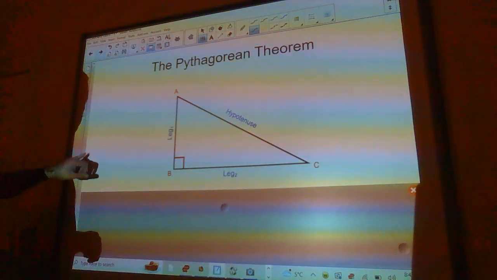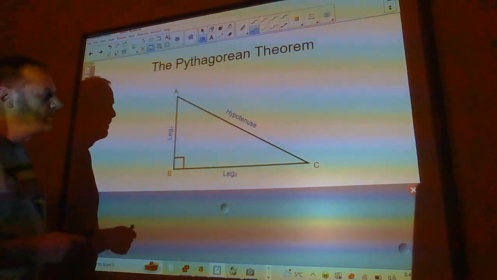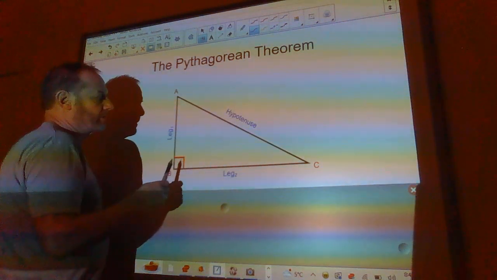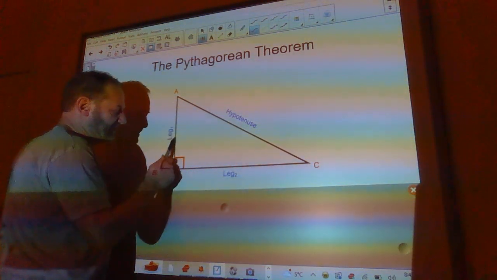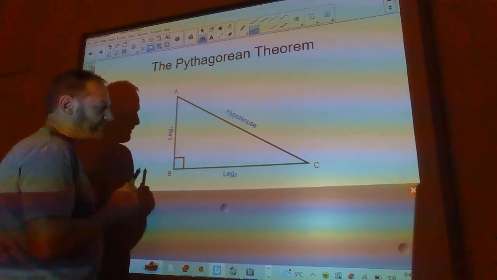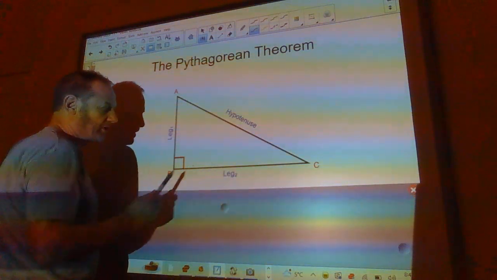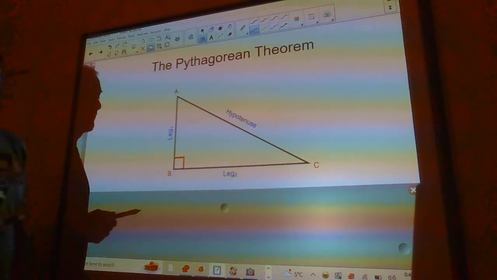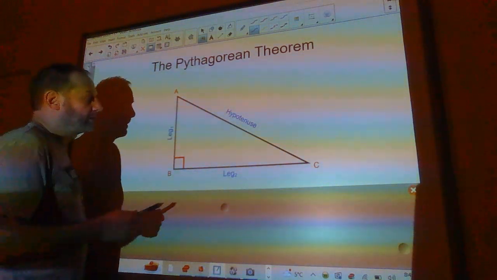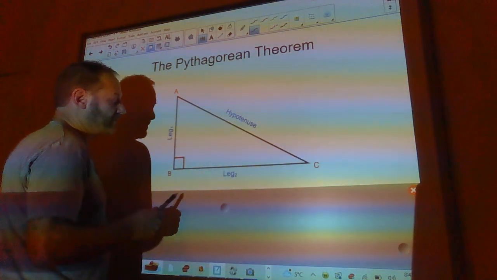So, if I have a right triangle, it's got 3 sides, of course. The 2 sides that meet at the 90-degree angle are called legs. This we'll call leg 1, this we'll call leg 2. It doesn't matter which one's leg 1 or which one's leg 2. Okay, I can switch that around, it doesn't make any difference.